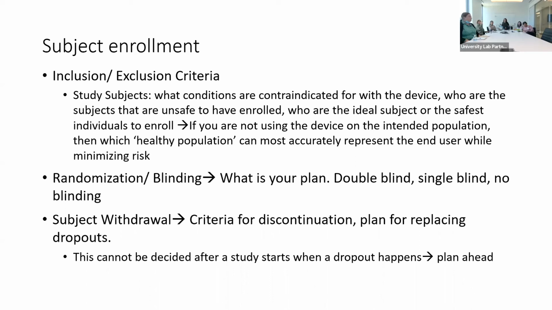If you're not using the device on the intended population, explain why. So let's say your device is designed for children with a certain condition, but it's hard to do studies on children, right? So you're going to start and do your preliminary study on adults that have the same condition, or healthy adults in a way that mimics that condition, right? Explain that in your protocol underneath your inclusion exclusion criteria.